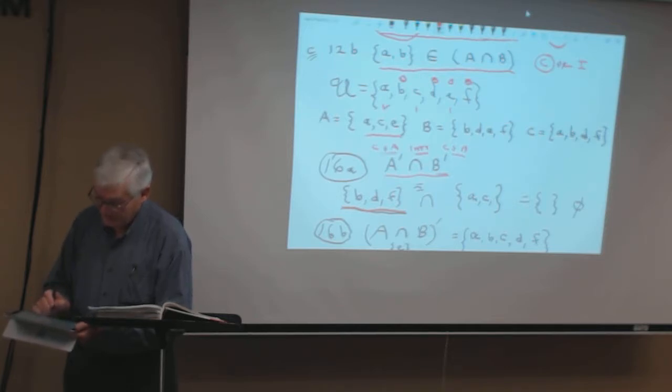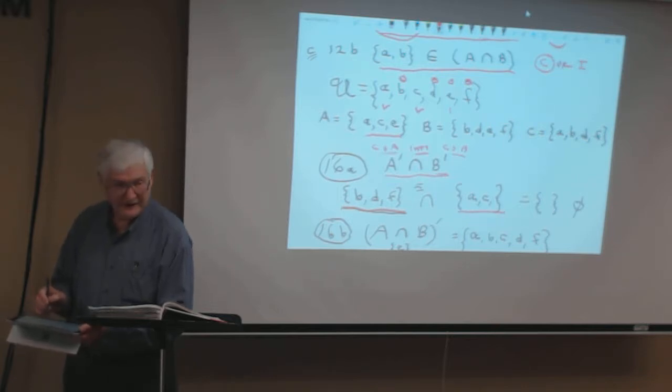A and C. Everybody follow that? So the complement of B is the set whose elements are A and C. Everybody see where I've got this work down here under 16? Have I lost anybody yet?